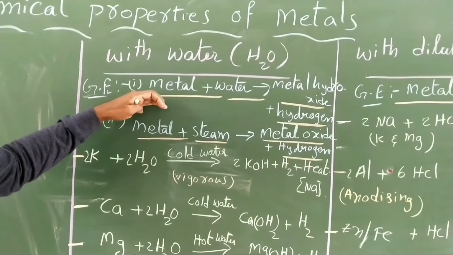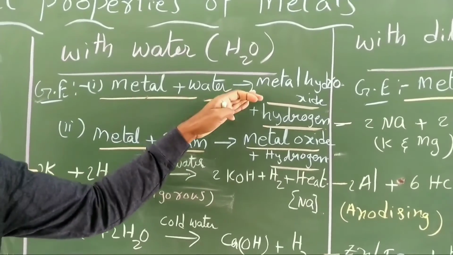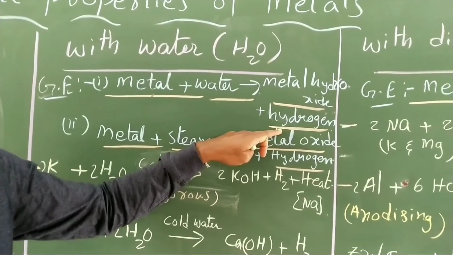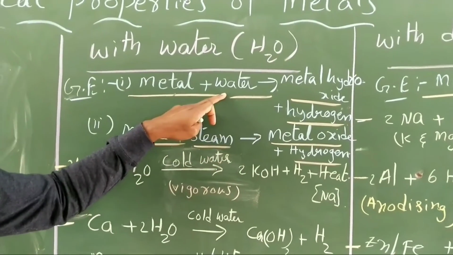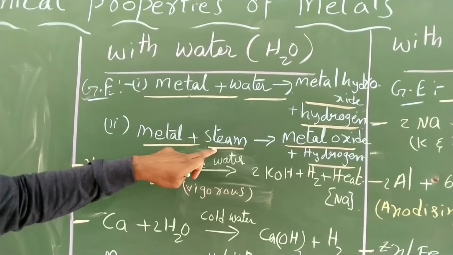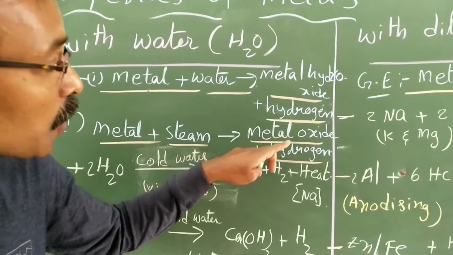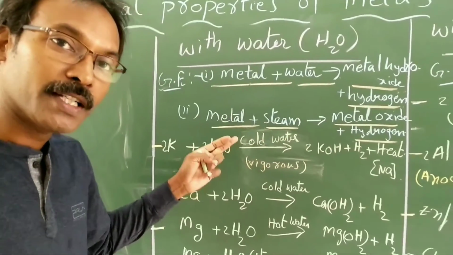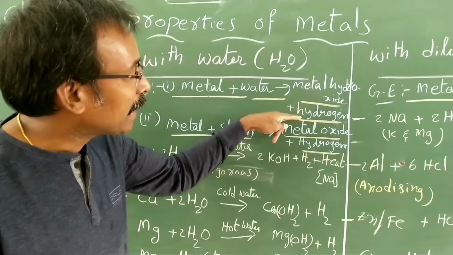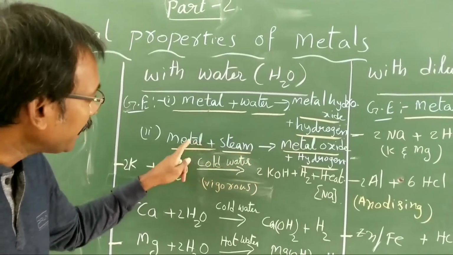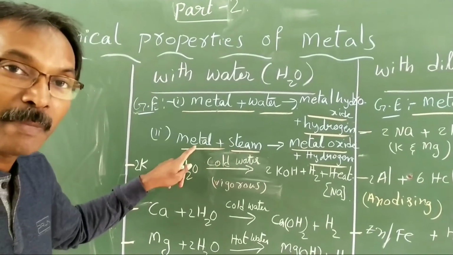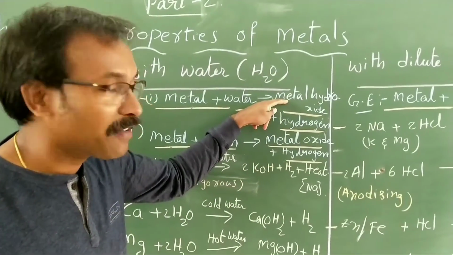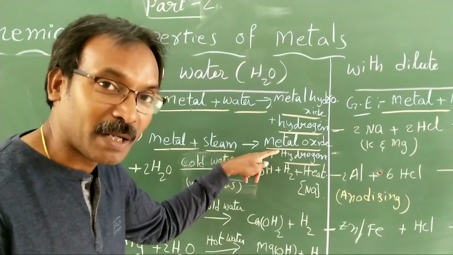Now, the general equation: when a metal reacts with water, it produces metal hydroxide and hydrogen gas. If the same metal reacts with steam, it forms metal oxide and hydrogen gas. Children, is it clear? If it is reacting with water, then the hydroxide of the metal and hydrogen gas are produced. When the metal reacts with steam, it gives metal oxide and hydrogen gas. Here the hydroxide of the metal is produced, here the oxide of the metal is produced.